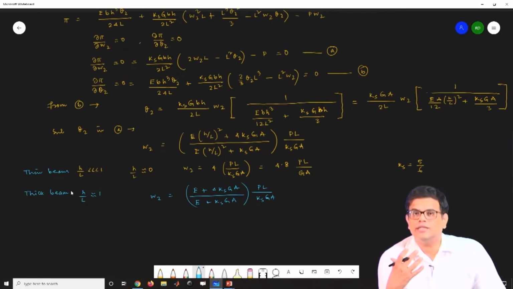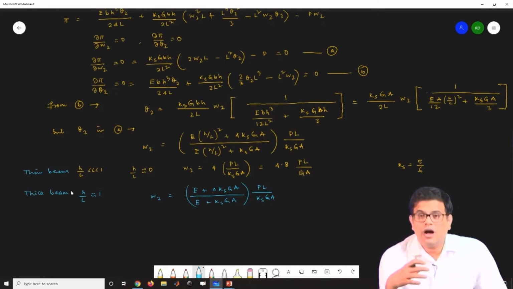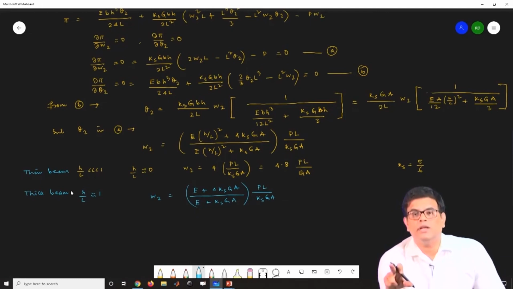compare the strain energies, then you will find out that essentially the mesh will lock, in terms of static means based on the H/L ratio, your finite element solution will give a garbage value as you go to thin beam limit. So this is the reason for mesh locking.